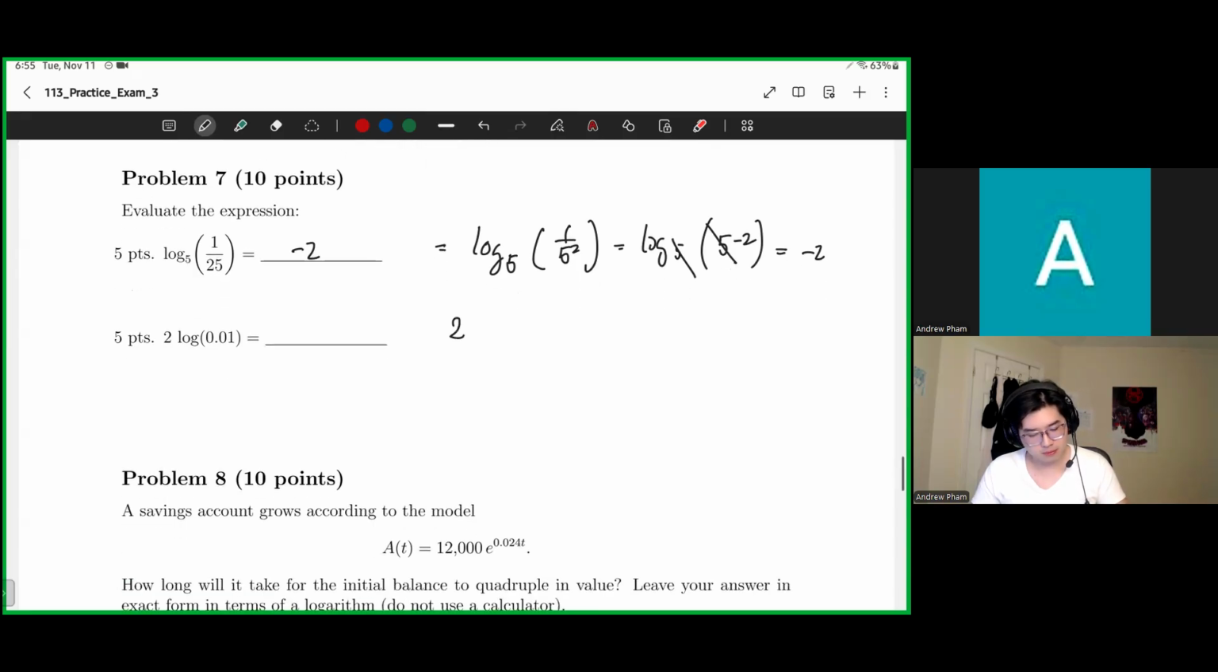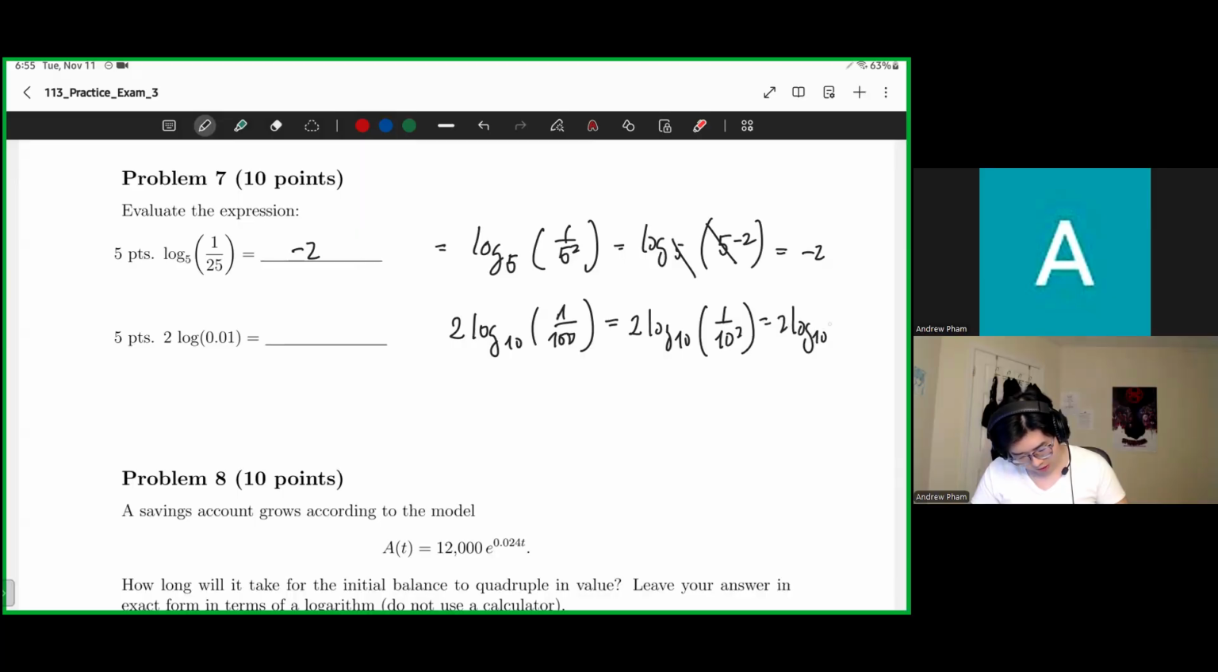The second one, if I don't write a log base, I mean log base 10. And 0.01 in decimal form is nothing but 1 over 100. But this is nothing but 2 times log base 10 of 1 over 10 squared, or 2 times log base 10 of 10 to the minus 2. So again, by your inverse rule, you get 2 times minus 2, which is minus 4, like so.